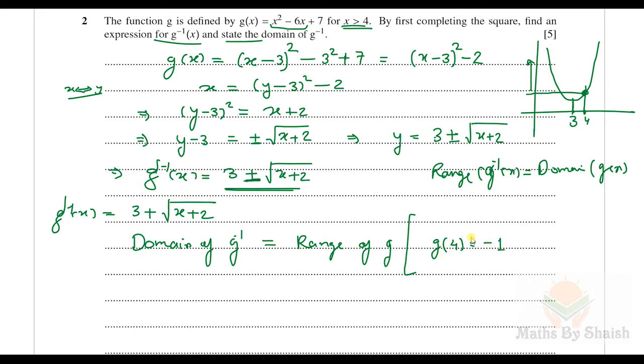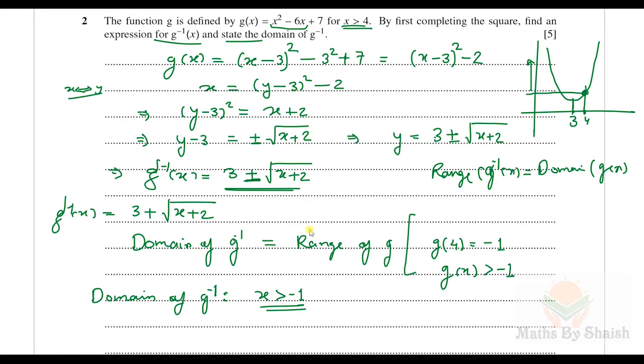So the range we'll write like this: g(x) should always be greater than −1. Since the range of g is greater than −1, the domain of g⁻¹ would be x > −1. We should not write g⁻¹(x), because that would represent the range of g⁻¹. We should always write the domain as x is greater than something. So that's what they ask. I hope it is clear.